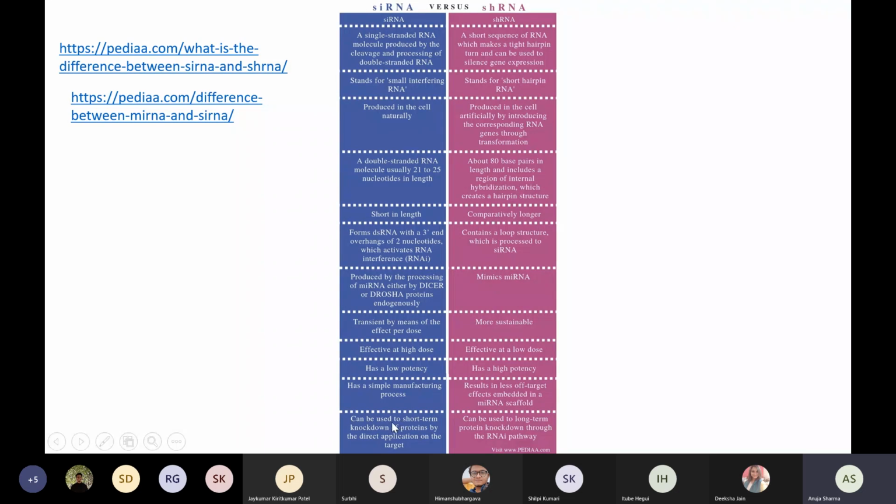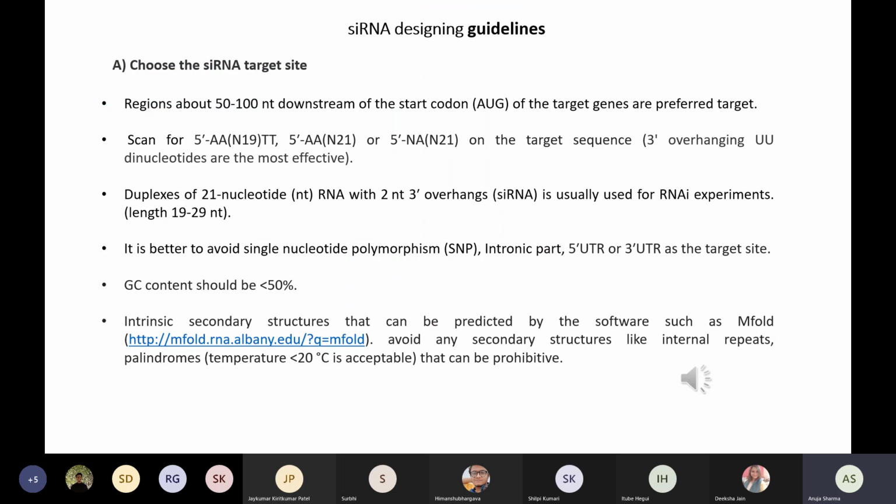It can be used for short-term knockdown of proteins by direct application of the target, and it can be used for long-term knockdown by applying the same thing over and over again. So that was the difference between siRNA and shRNA. Now I will move on to siRNA design.